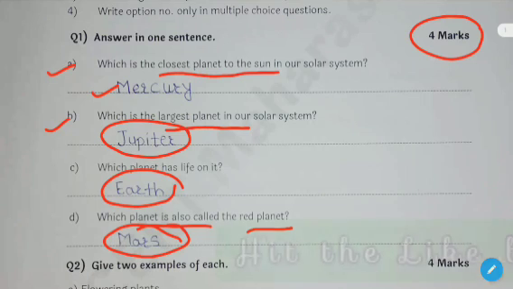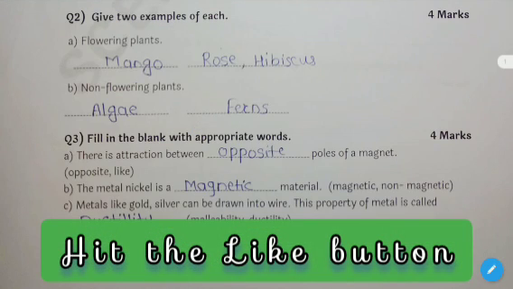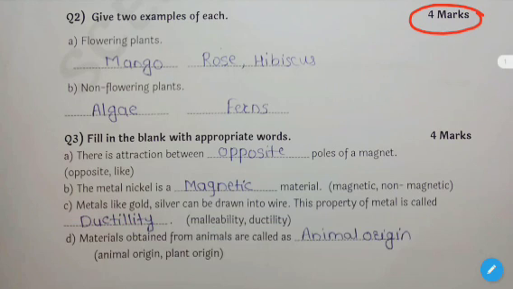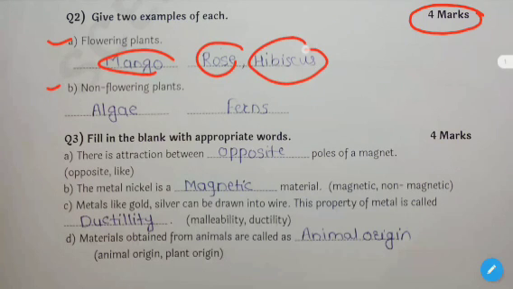Now we have to see the second question. Now the second question is, give 2 examples of each, which also has 4 marks, which means each question has 2 marks. Firstly, flowering plants. You all know that mango, rose, hibiscus. There are lots of plants which have flowers. Non-flowering plants: algae and ferns are the non-flowering plants.